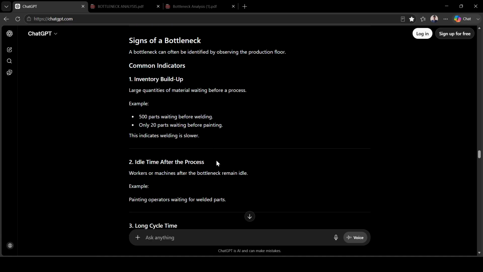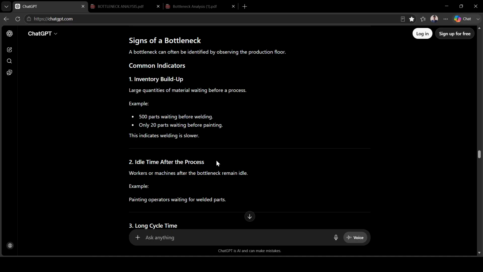Then signs of a bottleneck. A bottleneck can often be identified by observing the production flow. Common indicators. First one is inventory buildup: a large quantity of material waiting before a process. Example: 500 parts waiting before welding, only 20 parts waiting before painting. This indicates welding is slower.